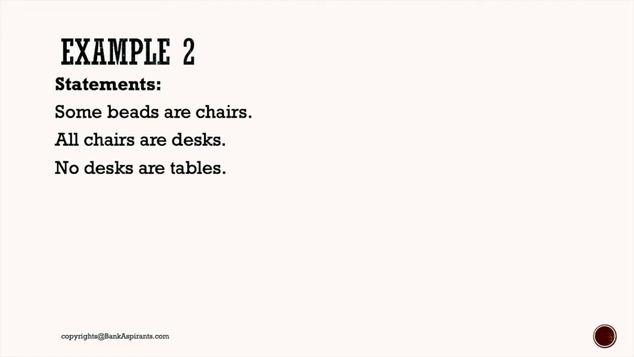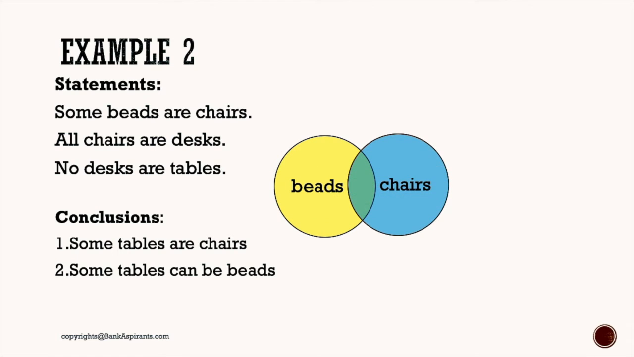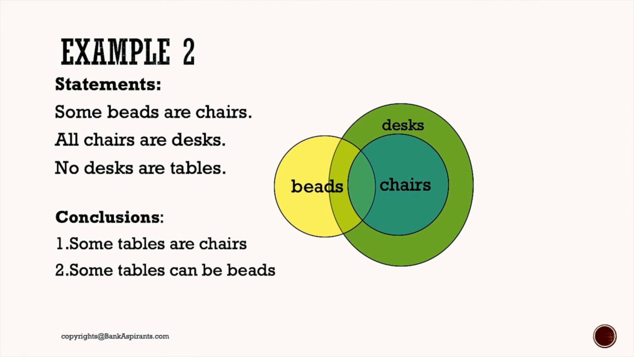The statement given is: some beds are chairs, all chairs are desks, and no desks are tables. The conclusions they have given are some tables are chairs and some tables can be beds. See, "can be" is given, so it is a possibility conclusion. So let us draw a diagram. Some beds are chairs, all chairs are desks, and no desks are tables. So no relationship between desk and table. Some tables are chairs.